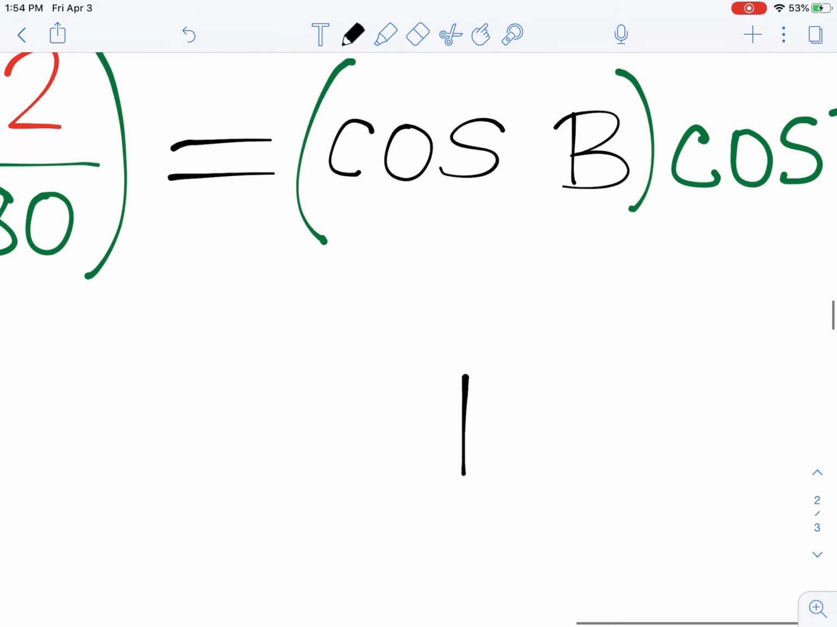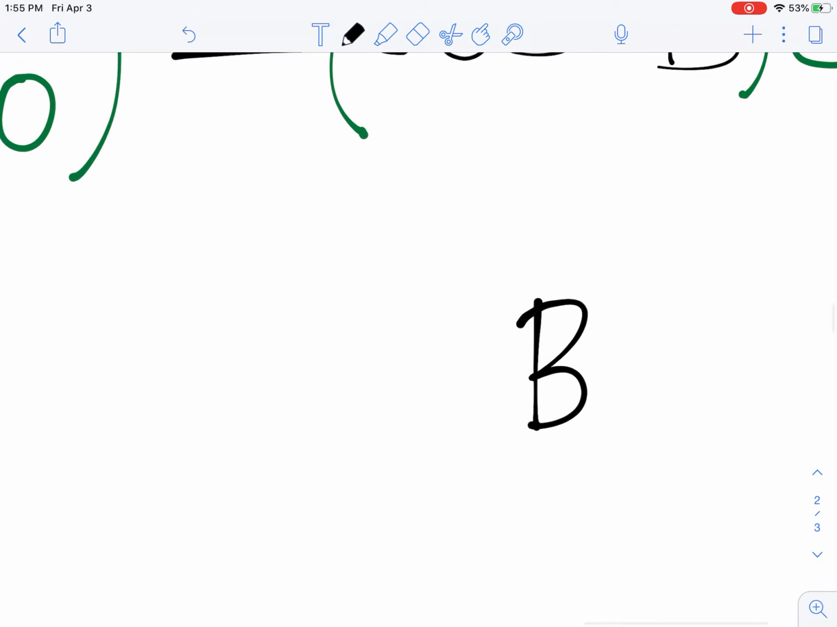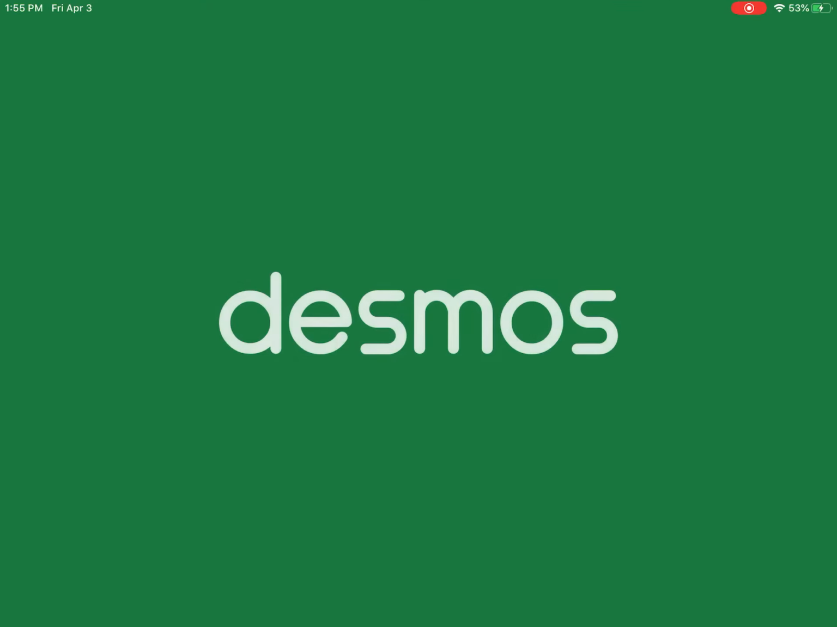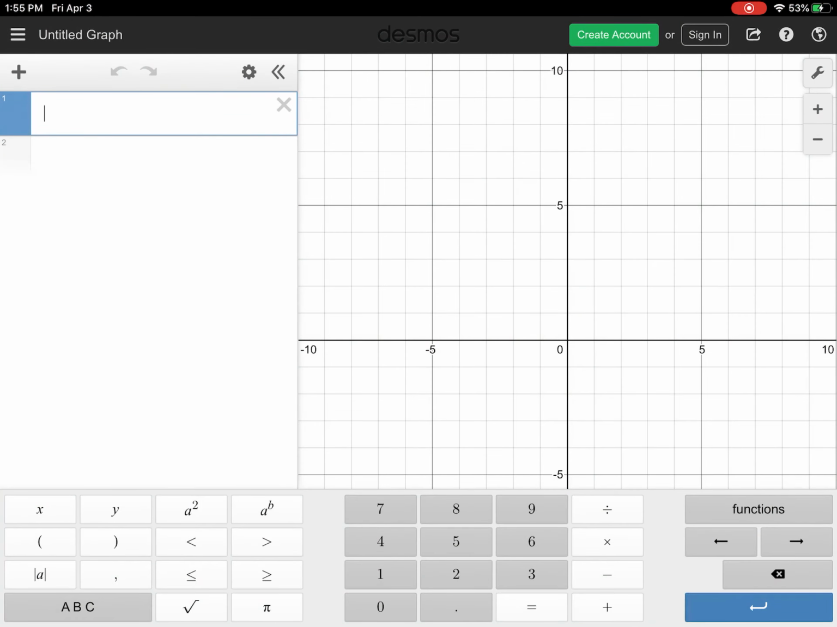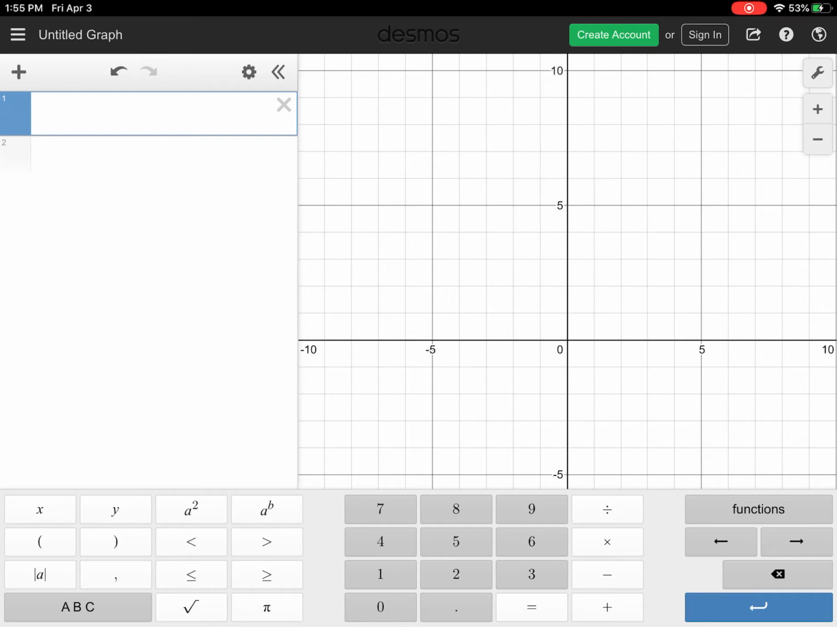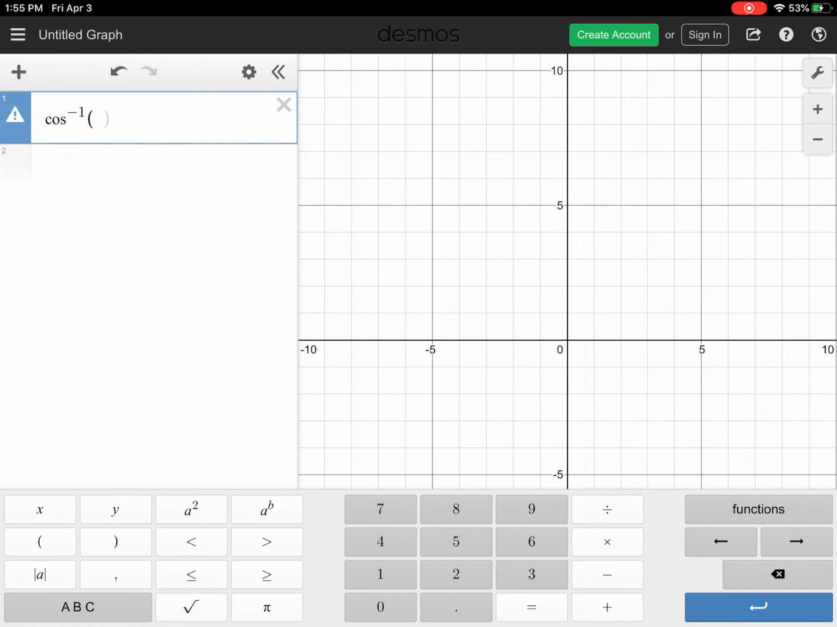This should take us all the way down to the value of b, which is going to be an approximation. So let me change my equal sign to the approximately equal sign. I'm going to swap over to my Desmos. I haven't exited it out from the previous video, however, just to make sure, since it does like to reset, I am going to go in and reselect degrees to make sure I'm in the right mode. We want the cosine inverse, which is under the functions tab over here on the right. So the cosine inverse of 32 divided by a negative 80.